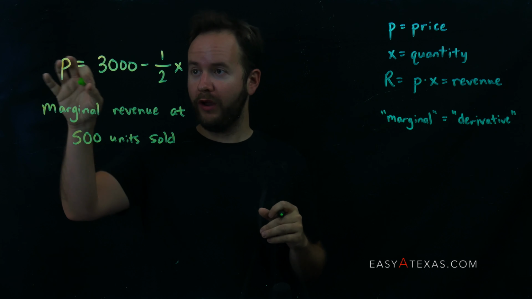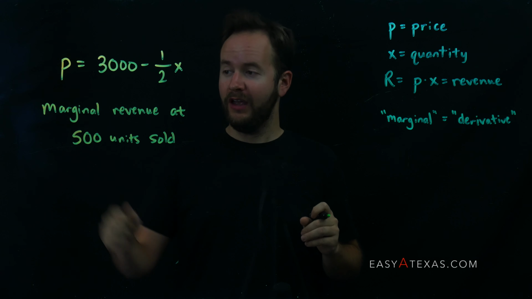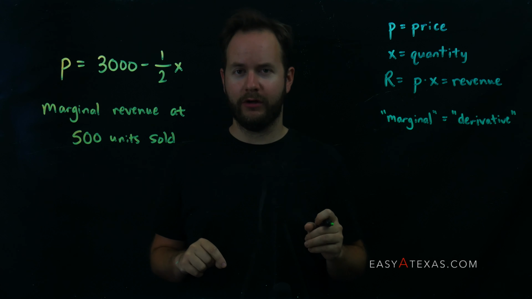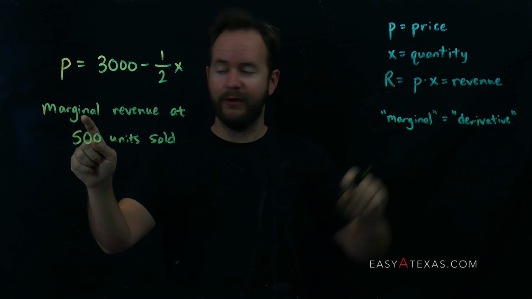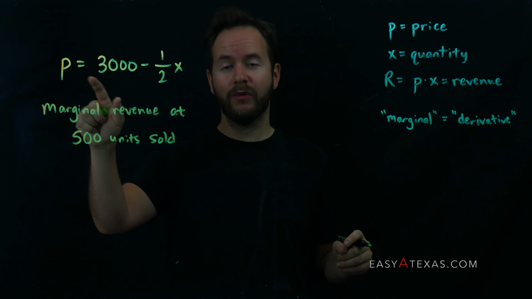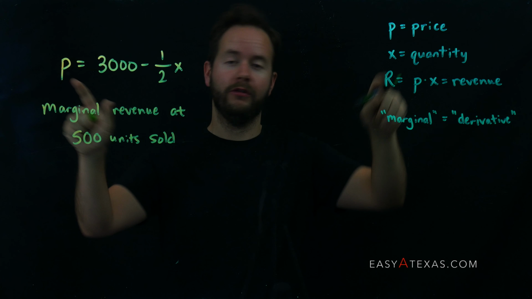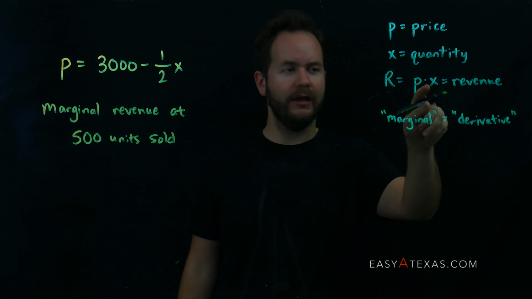Here we have the price, which is 3,000 minus 1/2 X, and we want to figure out the marginal revenue at 500 units sold. First things first, marginal revenue would be the derivative, remember marginal means derivative, of the revenue function. Now we're not given a revenue function, we're given a price function. So how do I get revenue? I just take P and multiply it by X.